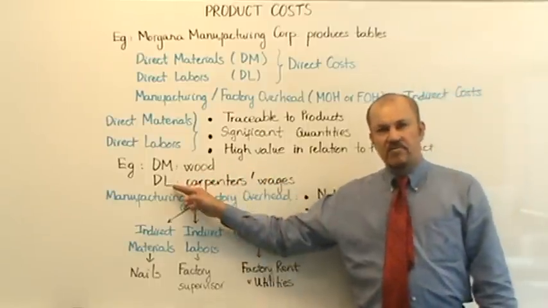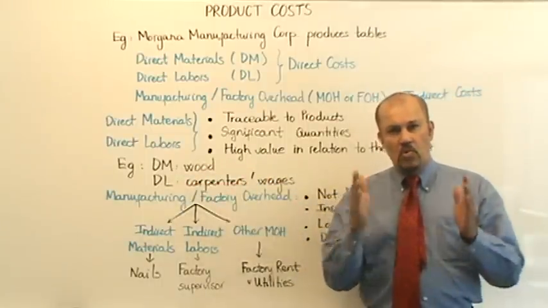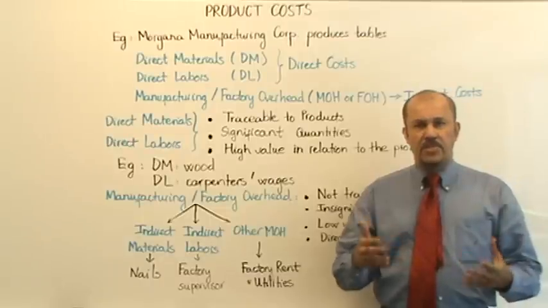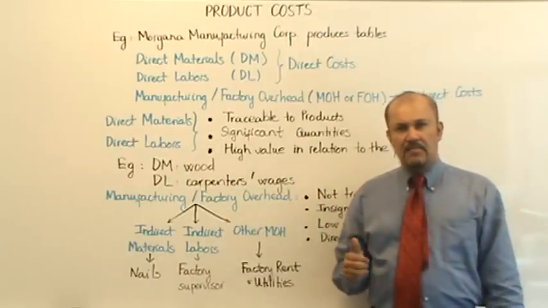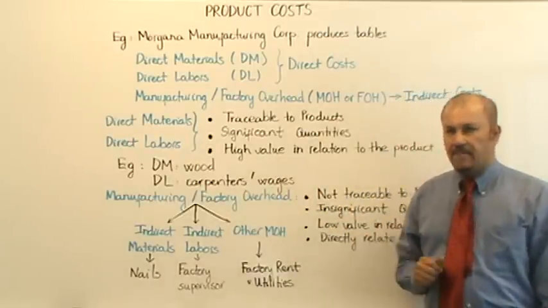An example of a direct material would be wood. So wood would be the main component, for instance, in this table that Morgana Manufacturing Company is producing.